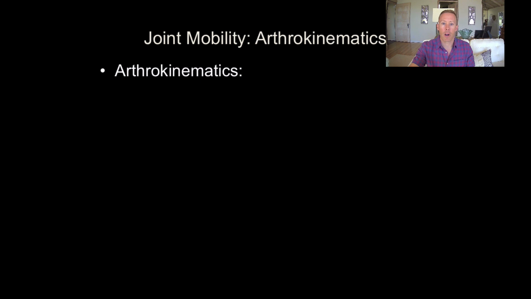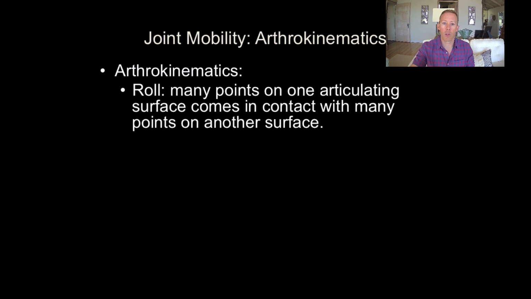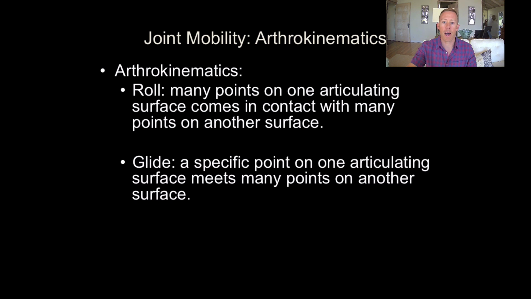Okay, so arthrokinematics, just to break those three down. Roll basically refers to many points on one articulating surface coming in contact with many points on another surface. So imagine a tire rolling down the street. If you're driving your car, as your tire rolls, new points on the tire are meeting new points on the road, right? So that would be something rolling. Glide is something kind of sliding. If you took your finger and slid it across your other hand, you have the same points on the finger meeting new points on your other hand. So that's a glide or a slide, just to break it down.